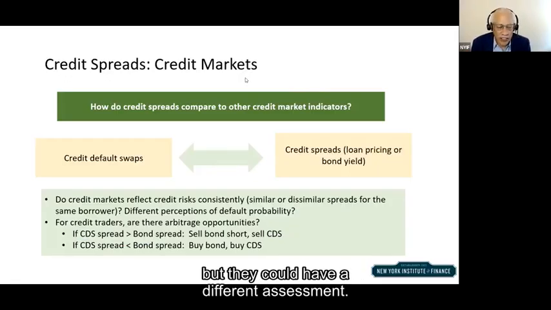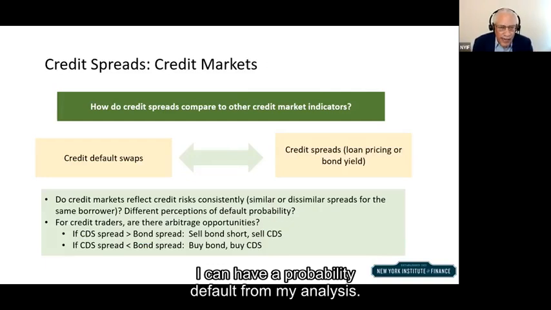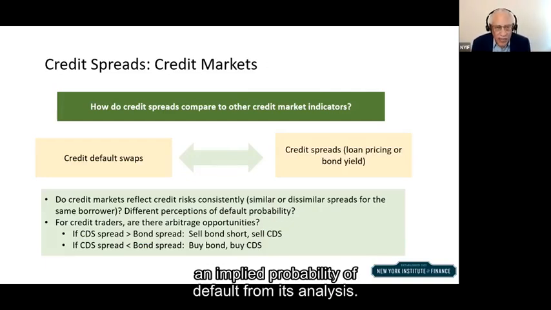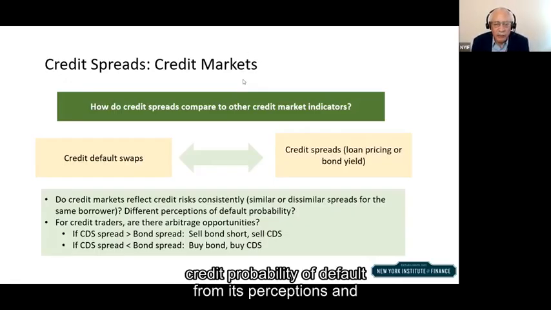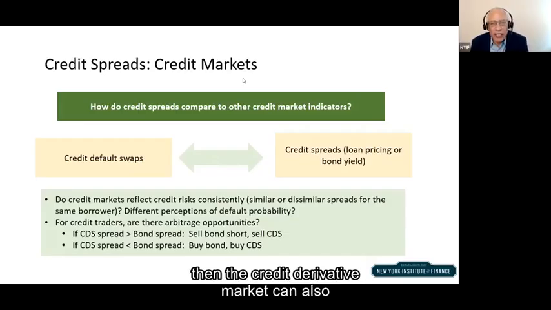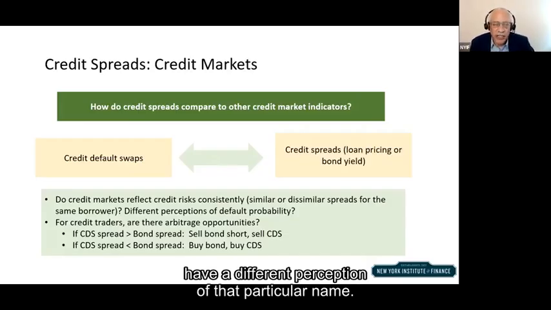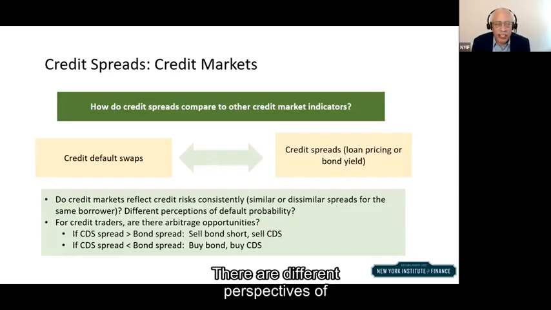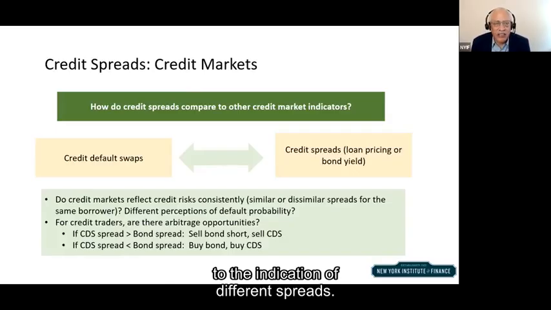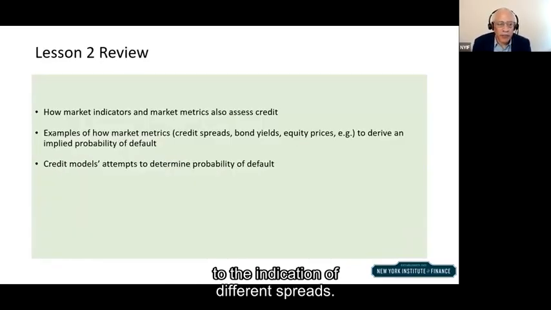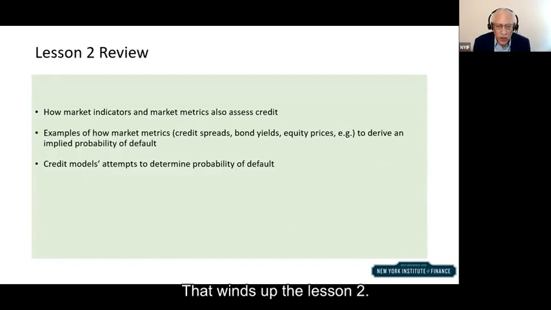So just like any other thing, different markets are also looking at the same risk, but they could have a different assessment. I could have a probability of default from my analysis. The rating agency could have an implied probability of default from its analysis. The bond market can also have a credit probability of default from its perceptions. And then the credit derivative market can also have a different perception of that particular name. So different perspectives of credit risk in different marketplaces and in different segments could also lead to the indication of different spreads. So that wraps up lesson 2.